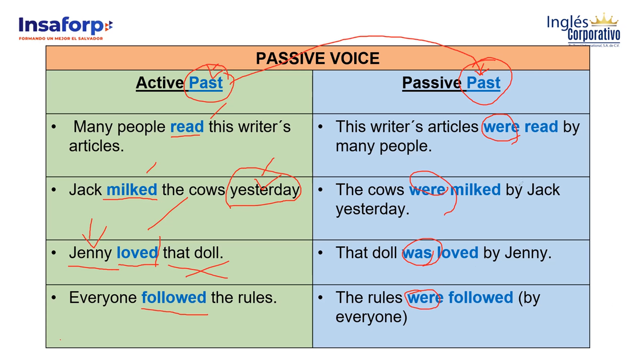And after that, the participle. Milked, loved, followed. And here, read. Did I include the agent? Yes, I said, by many people, by Jack, by Jenny, by everyone. There will be some moments in which we are not going to include it. The agent. Right? But in these ones, we have included the agent.